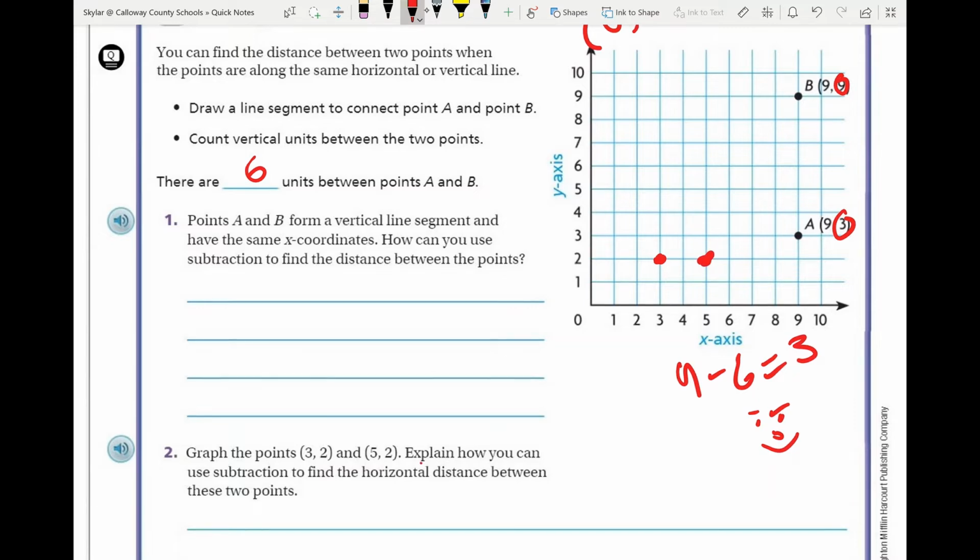So explain how you can use subtraction to find the horizontal distance between these 2 points. Well, pretty simple. If it's horizontal, that's our x-axis. So we just subtract our x-coordinates. 5 minus 3 equals 2. All right.